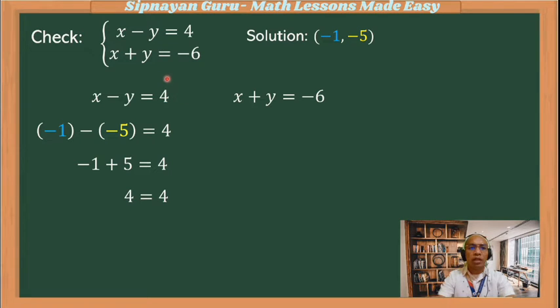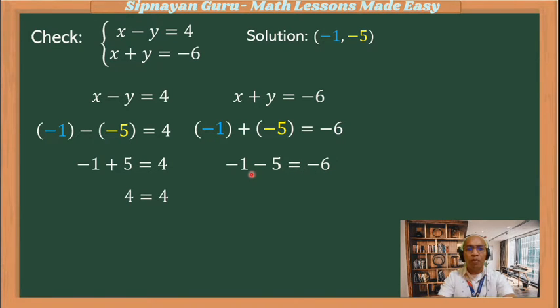Let's try to check it in equation number 2. x plus y is equal to -6. Substitute the given values: the x is -1 plus the y is -5. Further simplification, so this is -1, positive times negative 5 is equal to -6. -1 minus 5, so we just add the two numbers. So this is -6, and that is equal to -6.